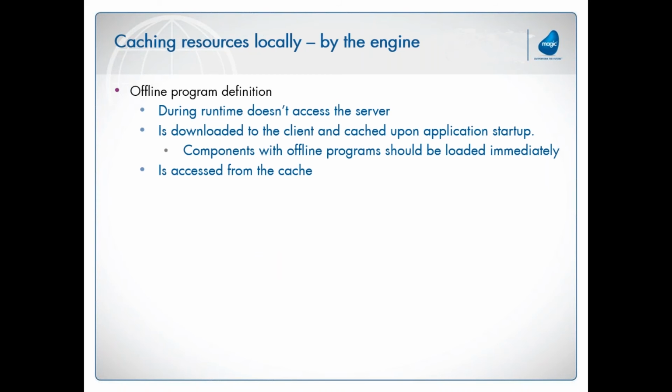So let's talk about all the resources and how they are going to be cached by the application and by the engine. So first of all, offline program definition. An offline program is defined in the program properties. There is a checkbox named offline. I will show it later on. You can also see the offline programs in your program repository.